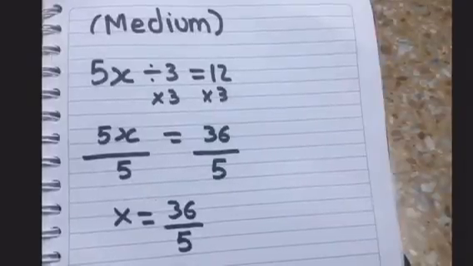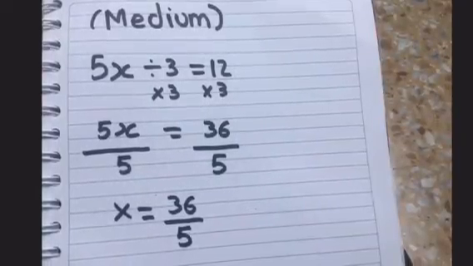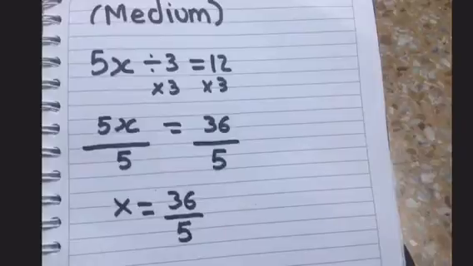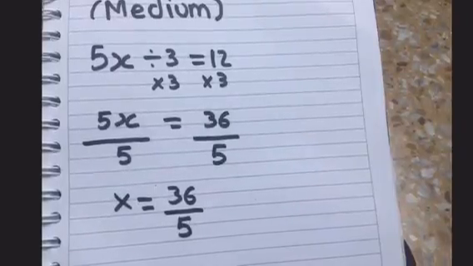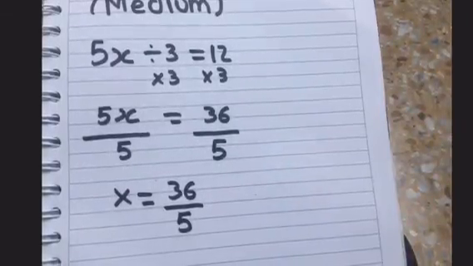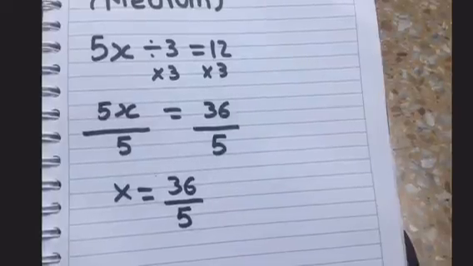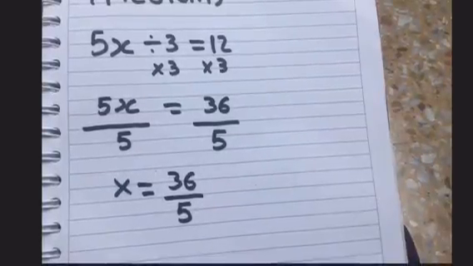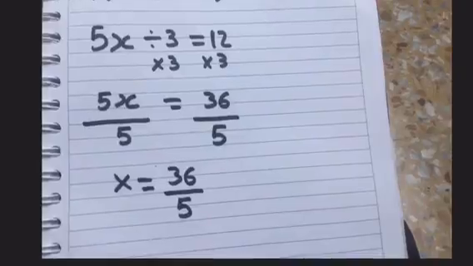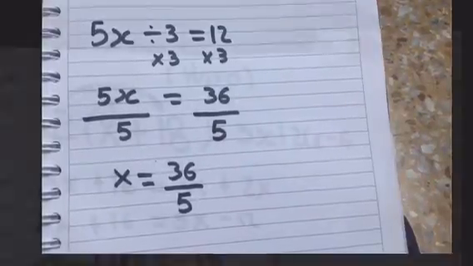Medium problem. The example is 5x divided by 3 equals 12. You pass dividing to multiplying on both sides. Now 5x passes to dividing. 5x divided by 5 equals 12 times 3, 36, divided by 5. You do it on both sides. That means x equals 36 over 5.